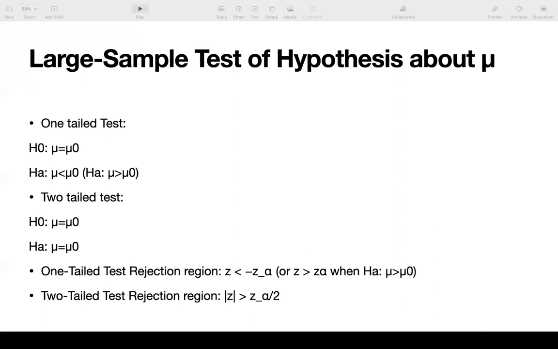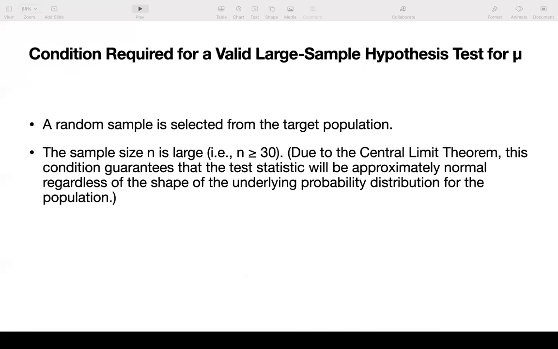And also for the two-tailed test, the rejection region is the absolute value of Z bigger than Z alpha divided by 2. So here are the specific conditions required for a valid large sample hypothesis test for mu.